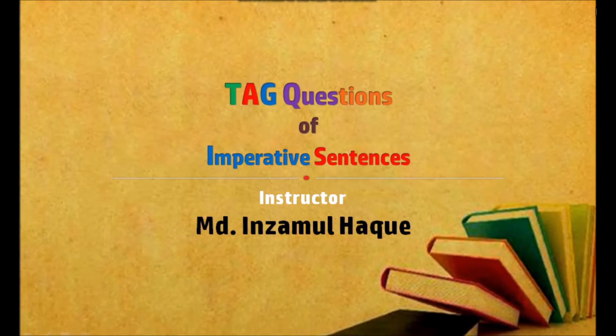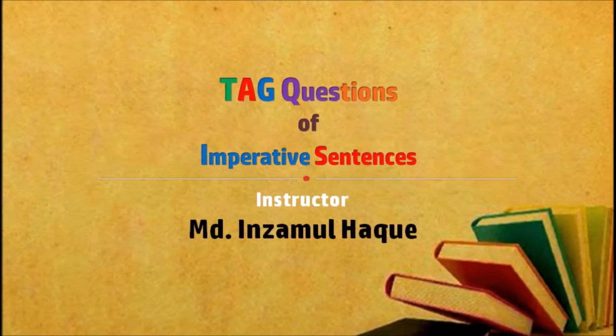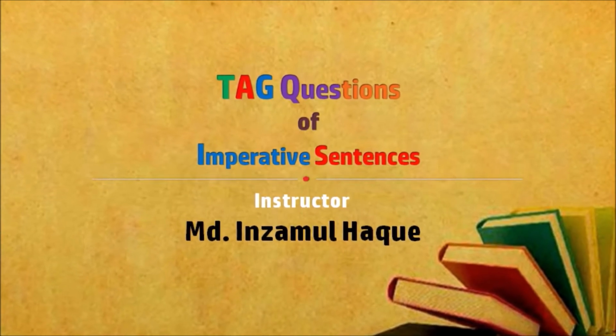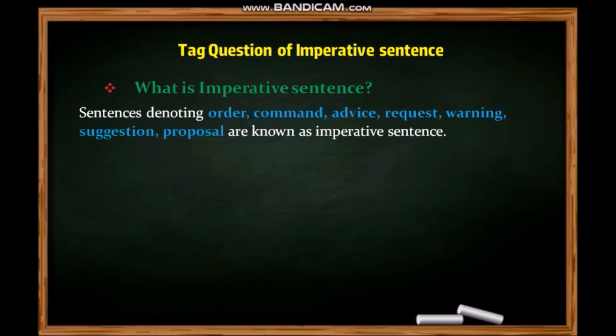Today we are going to have a lesson on tag questions of imperative sentences. So let's get started. Before making a tag question of an imperative sentence, first we should know what an imperative sentence is. The answer is: sentences denoting order, command, advice, request, warning, suggestion, or proposal are known as imperative sentences.